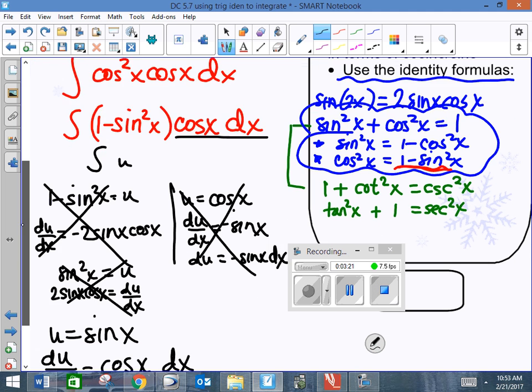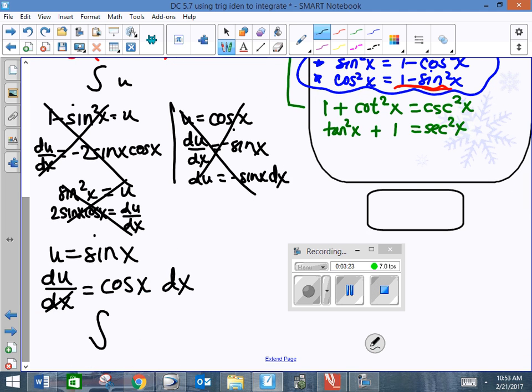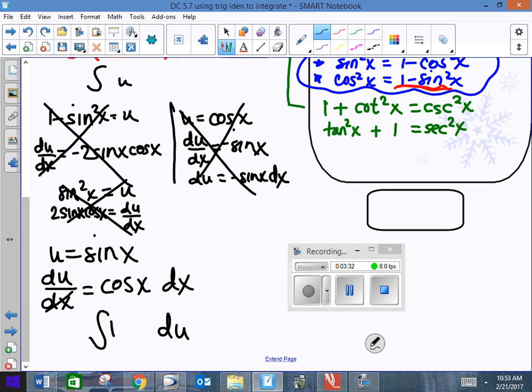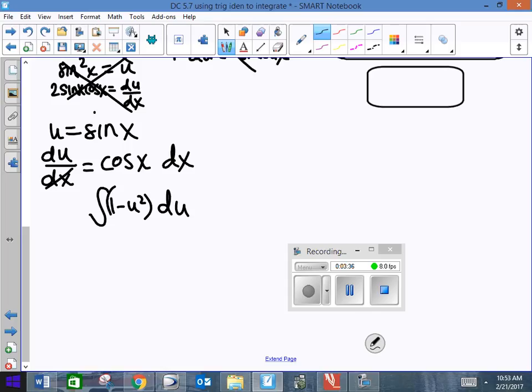Yes. Okay, so here we go. Now we have du for cosine dx. What else is left? 1 minus u squared. All right. Now, you got it. Finally. Fourth try. Okay? That's all right. Okay. Really hard.